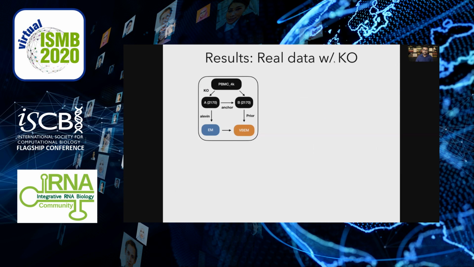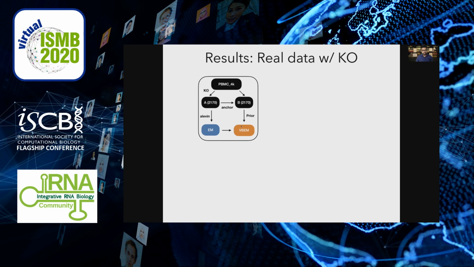Okay, how do we validate our result on a real dataset? What we did was take the PBMC 4K experiment and divide it into two equal halves, A and B, and run a knockout only on the first half, the A half. We can run Alevin regularly on the knockout experiment, but to run VBEM, we need a prior distribution. We learn the prior distribution by anchoring the knockout experiment on the second half of the experiment, and quantify just the first half using the prior learned from the second half. We call this the VBEM experiment.